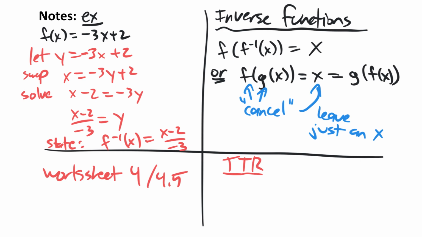Another thing you might want to write down is that you can do this with specific values. So f of g of 1 should give you 1. Or if you have it written the other way, f of f inverse of 1 should just give you 1.